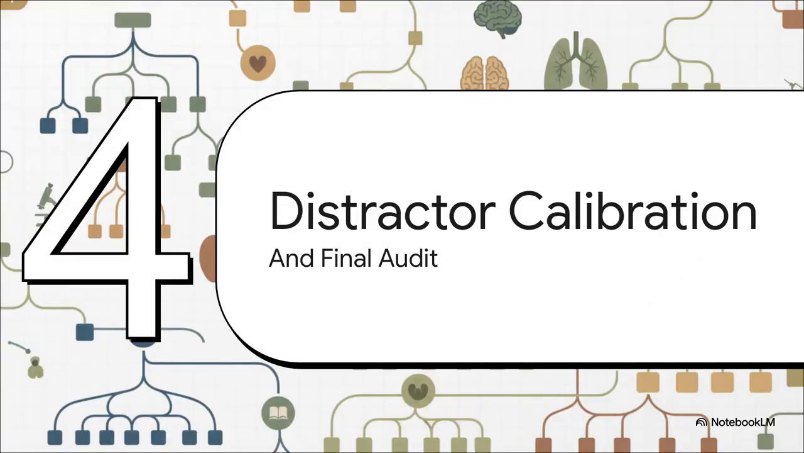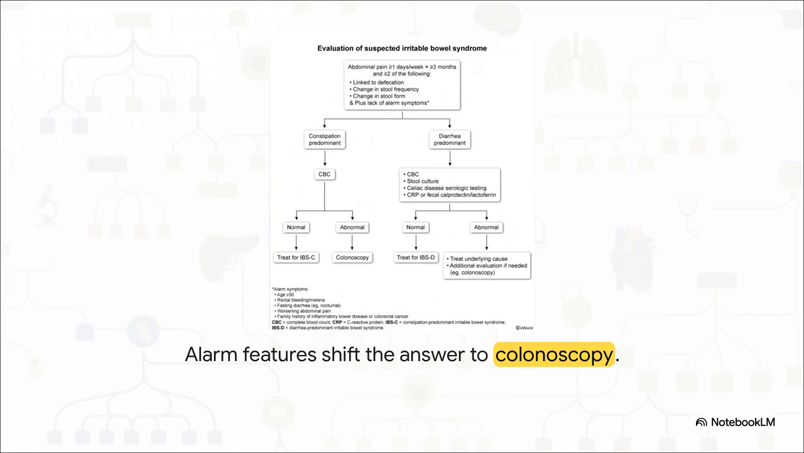Finally, Section 5, Distractor Calibration and the Final Audit. To master the NBME, you have to recognize the exact moment a common, safe distractor actually becomes the correct answer choice. A patient has abdominal pain linked to defecation and altered stool frequency for months. The classic distractor is reassurance and symptom management. That's totally right for standard IBS, but it becomes wrong the second you spot an alarm feature. If they're over 50, have rectal bleeding, unexplained weight loss, or an elevated CRP, those features calibrate the answer completely away from symptom management, making a colonoscopy the only right choice.